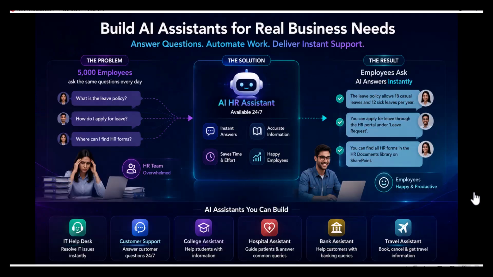So let's see some real-world scenarios. Imagine a company has 5,000 employees. Every day people ask, what is the leave policy? How do I apply for leave? Where can I find HR forms? Instead of HR answering the same questions every day, the company creates an AI HR assistant. The employee asks the question, and the AI answers instantly. Another example: IT helpdesk, customer support, college assistant, hospital assistant, bank assistant, travel assistant.